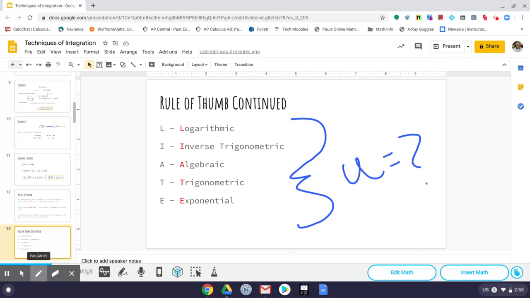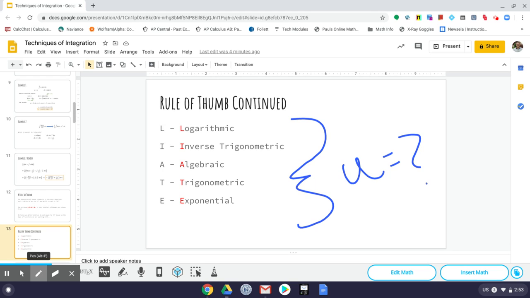If you're working with an inverse trigonometric function, make it u. You know how to take the derivative of an inverse trig function. You do not know how to take the integral yet of an inverse trig function. So don't make that dv. From there, I'd make an algebraic function u, then trigonometric function, sine, cosine, and then finally exponential.